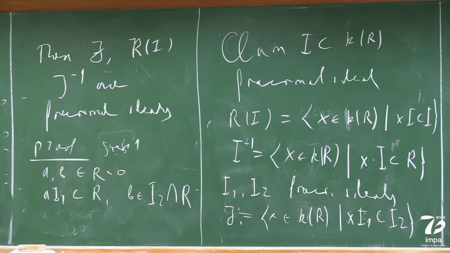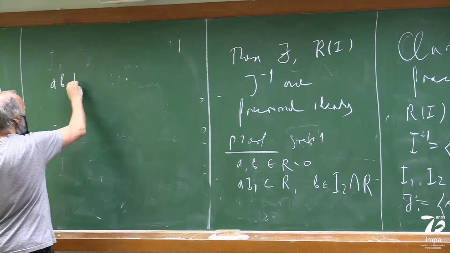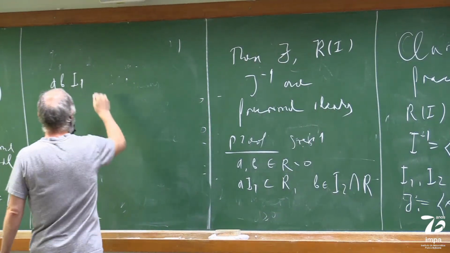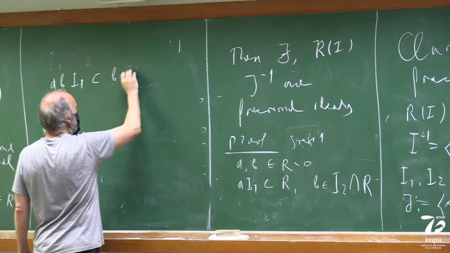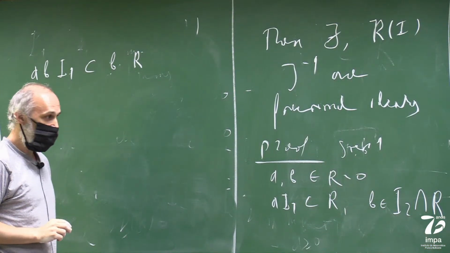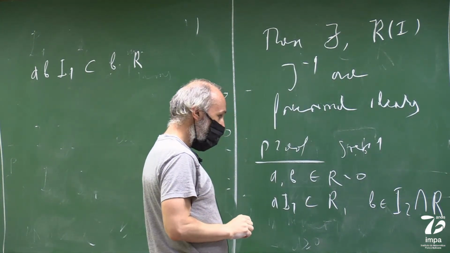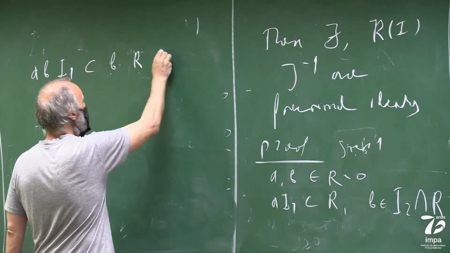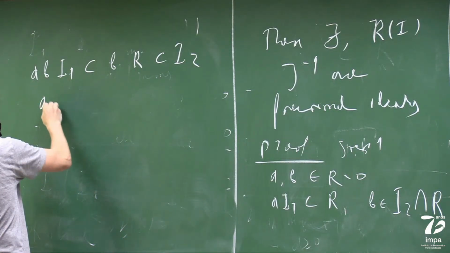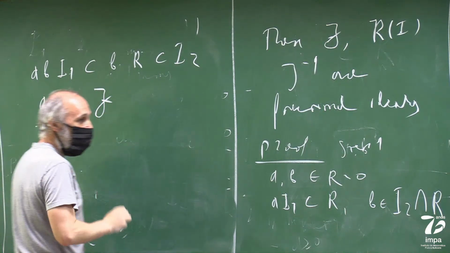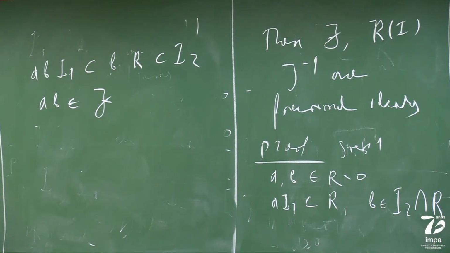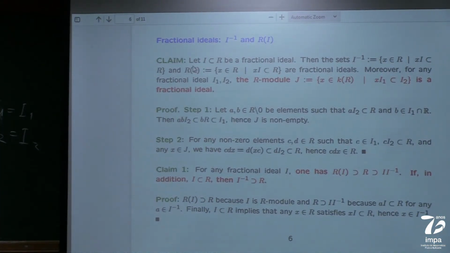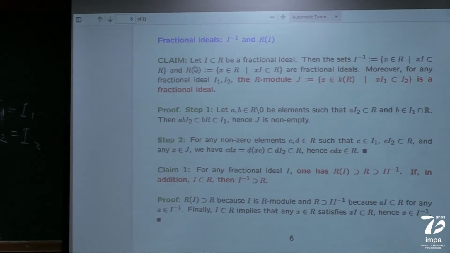Okay, so we want AB times I1. So we know that I1 belongs to R, so this belongs to R, right? And B belongs to I2, so this belongs to I2. This means that AB belongs to J. And here I found another misprint. You see it's I2, I1, it should be inverted. Am I clear? Okay, so this is why it is non-empty.